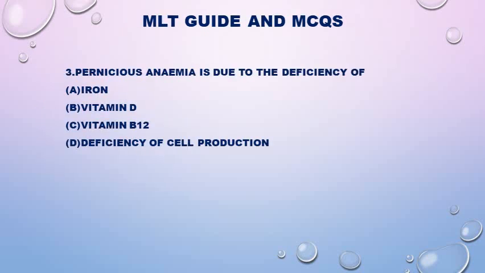3. Pernicious anemia is due to the deficiency of options A. Iron, B. Vitamin D, C. Vitamin B12, D. Deficiency of cell production. And the answer is C. Vitamin B12.